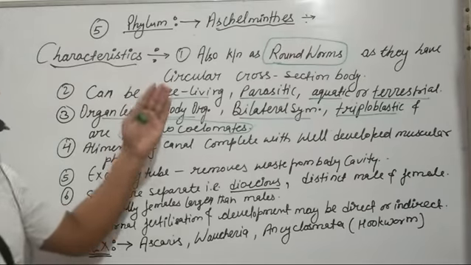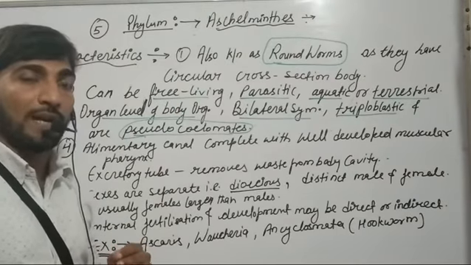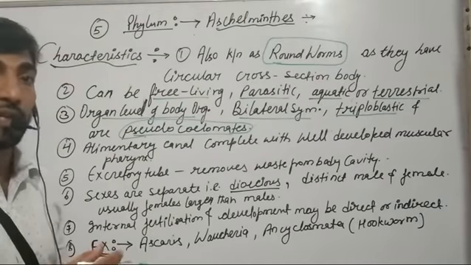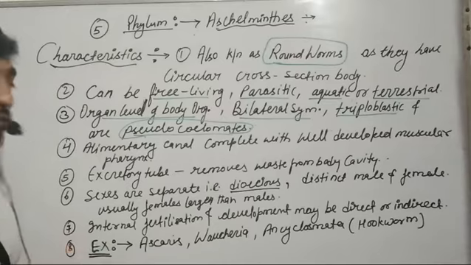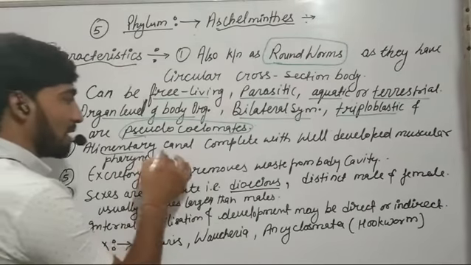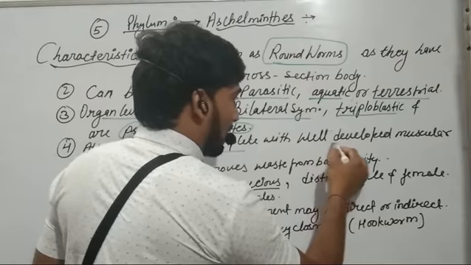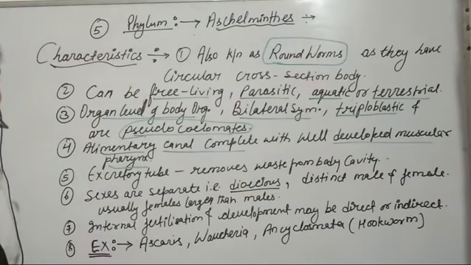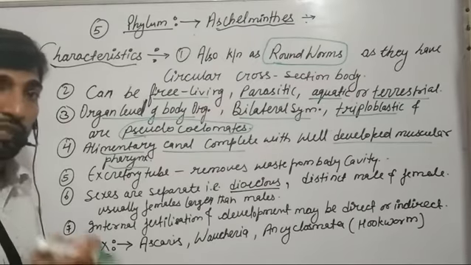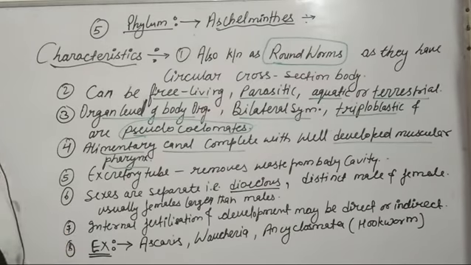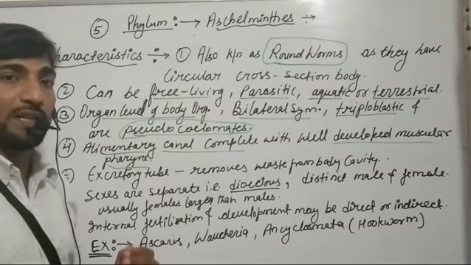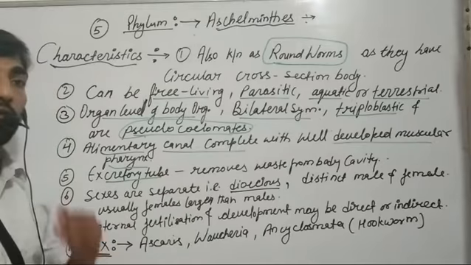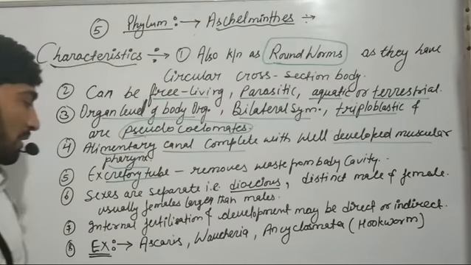Now, the organisms belonging to Aschelminths have a complete digestive system, or a complete alimentary canal with a muscular pharynx. These organisms also have excretory tubes which are responsible for removing waste from the body cavities.